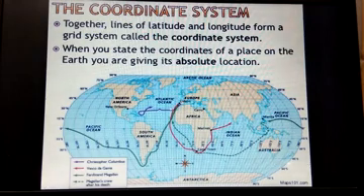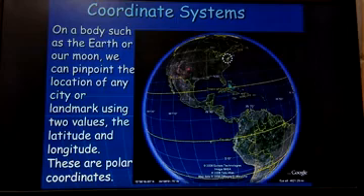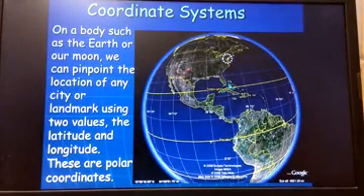And you see the compass shows the north, east, west direction, that shows only coordinate sign, but there are several compasses which show the latitude and longitude directions also. Hope some of you have. So in the coordinate system, on a body such as the earth or the moon, we can pinpoint the location of any city or landmark using two values, latitude and longitude. These are polar coordinates. Here we have the North Pole, here we have the South Pole. What is longitude there, what is latitude there? On the basis of this we have polar direction.